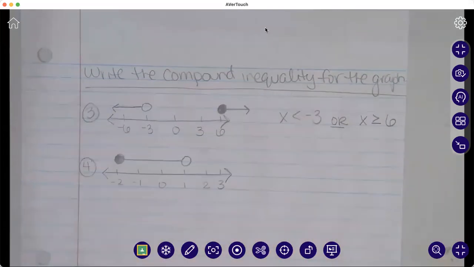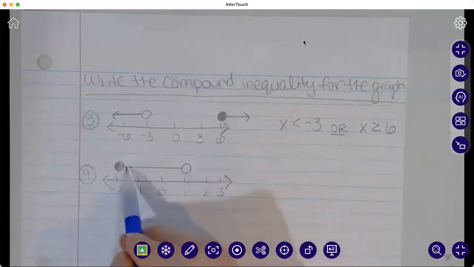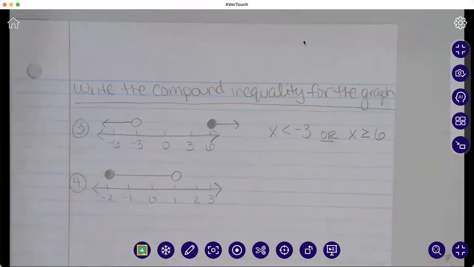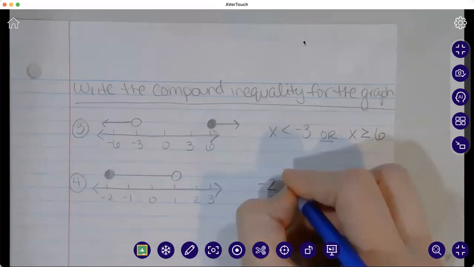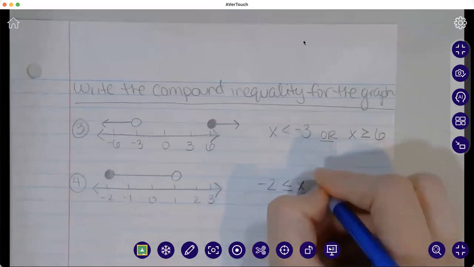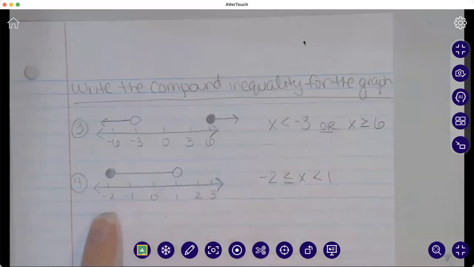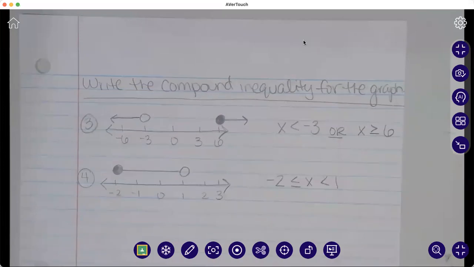For number 4, let's look at what you got for number 4. So number 4 has a line in between, so that's going to give us a clue that this is an and statement, meaning our variable is going to be in between the two values. So I have -2 is less than or equal to X, which is less than 1. And hopefully those went well for you. Let's move on to solving compound inequalities.